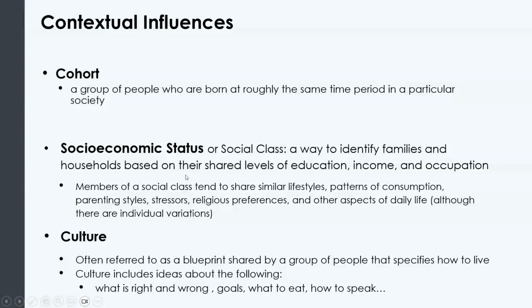Socioeconomic status is another contextual factor. It's about context. So when we look at things, we always have to consider somebody's cohort, and we also have to consider their socioeconomic status. This is their economic social class. It helps us kind of figure out, well, what's the level of education going on in this family? What's their income level? What is their occupation? And the quality of life that's involved with that. There's lifestyles that we share when we share a certain social class, where we sometimes share parenting styles, or we face certain stressors, especially when we look at lower socioeconomic status. So those are things that we always have to put into context.